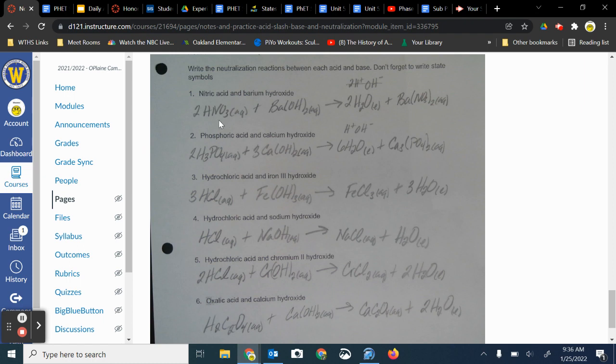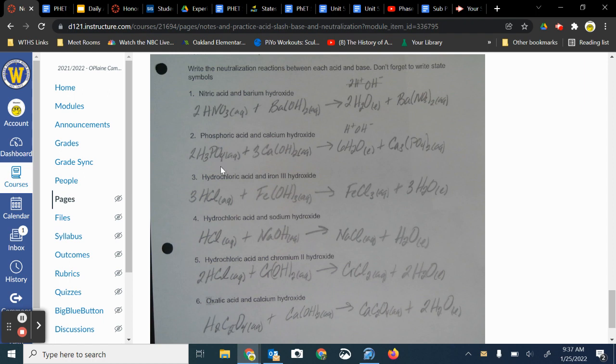All right, so nitric acid. Nitric acid is an exception. That's a strong electrolyte. Barium hydroxide would be also strong because barium is a group 2 metal. Water is a non-electrolyte because it doesn't separate. And barium nitrate, we're going to call a salt for now. So then we have phosphoric acid. Phosphoric acid is not on our exception list for strong, so it is a weak electrolyte. Calcium hydroxide would be strong because calcium is a group 2 metal.